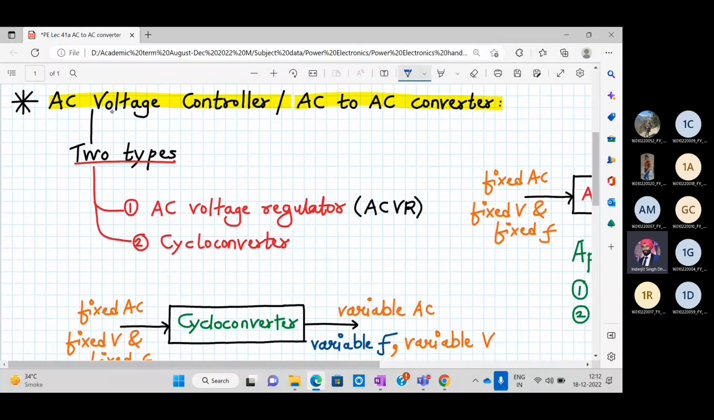Are the screens and whatever I'm marking clear to you? Yes, sir. Okay, fine.